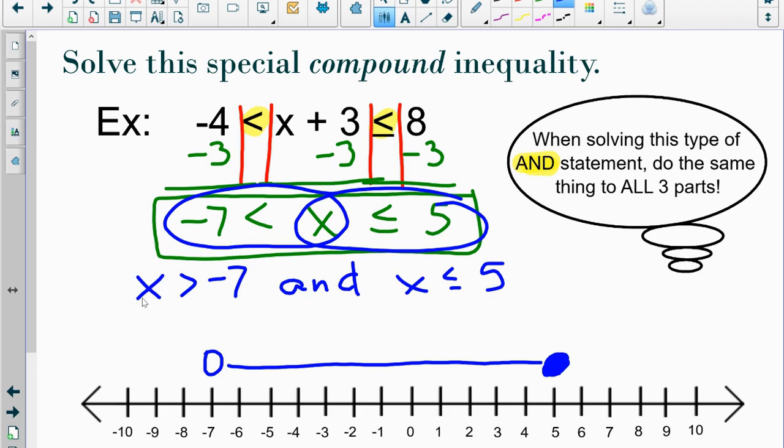If you think of it, 5 is greater than -7, that's true. 5 is less than or equal to 5, that's also true. If you were to check -7, we can see it's an open circle, which means it's not a solution. And the reason why is the first inequality. Is -7 greater than -7? No, it's not. It's not a solution to both inequalities, so it's not a solution to the compound inequality because of the word and.